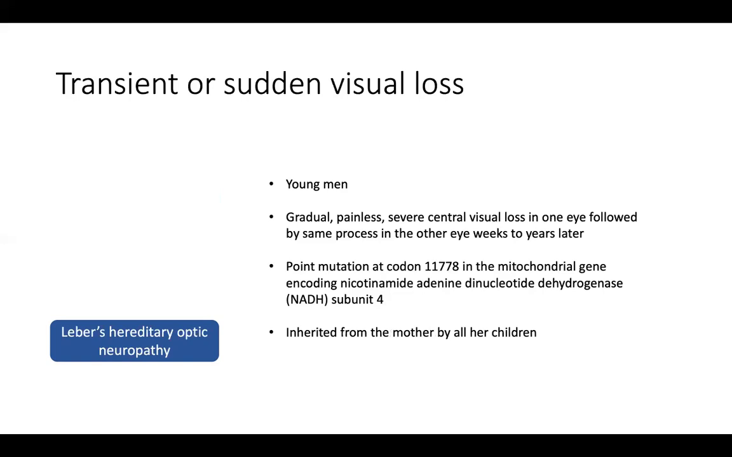Mitochondrial mutations that cause Leber's neuropathy are inherited from the mother by all her children, but for unknown reasons, daughters are rarely affected.